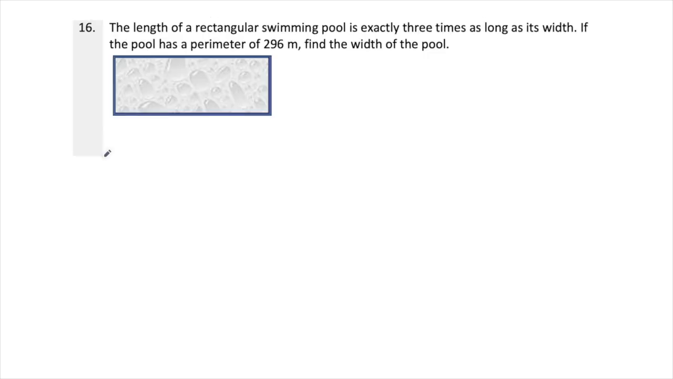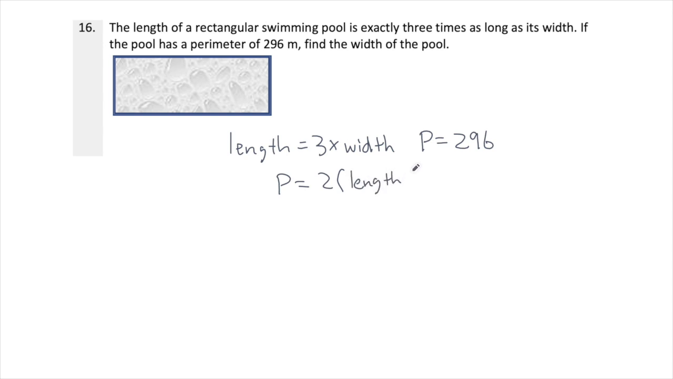For this problem, we need to find the width of the pool. We know that the length of a rectangular swimming pool is exactly 3 times as long as its width. That means the length is equal to 3 times the width. We also know that the perimeter is equal to 296. We know that the perimeter of a rectangle is equal to 2 times the length plus width.